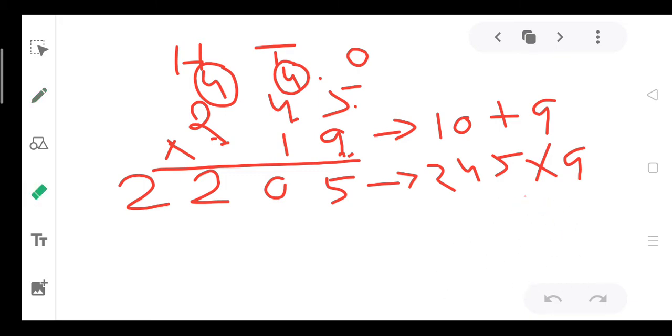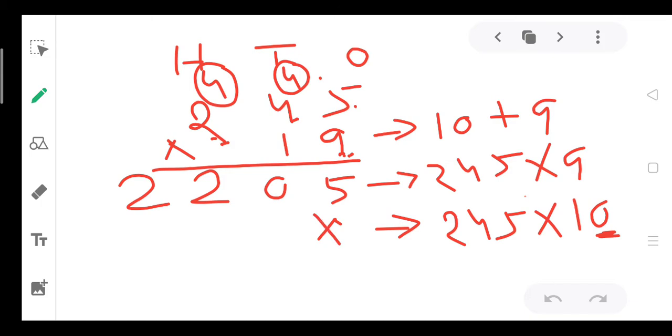9 we have multiplied. Now which multiplication is pending? We have to multiply 245 by 10 now. So at this 0 place we will put a 0 or sign of multiplication, and we will multiply 245 by 1. Read the table of 1: 1 5s are 5, 1 4s are 4, 1 2s are 2.